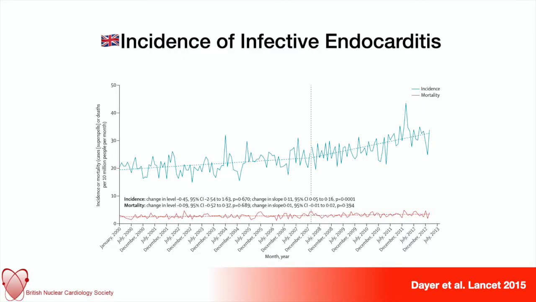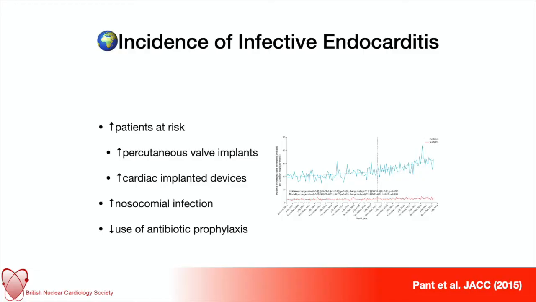So there's a rising incidence of infective endocarditis. This is 5-year-old data now in the Lancet, showing that whilst mortality hasn't particularly changed, the incidence is going up. And there may be an inflection point here when NICE guidance was changed with regard to prophylactic antibiotics. But there are many reasons as to why there's a rise in global incidence of infective endocarditis. There are more patients at risk, for starters. There are more patients with devices implanted within them, more patients with valves, and there is a rising incidence of nosocomial infection, and there is less use of prophylactic antibiotics.